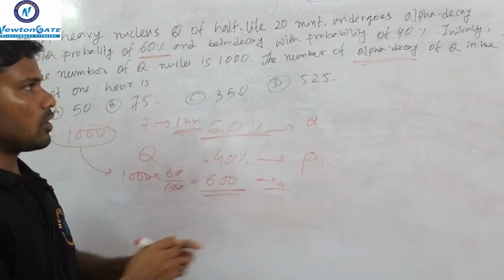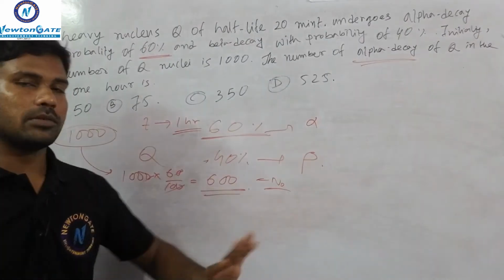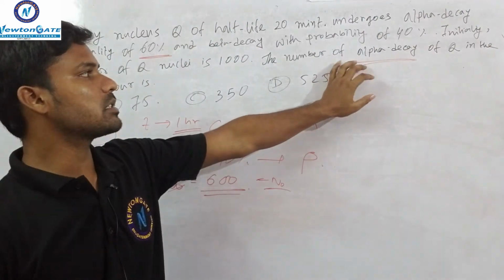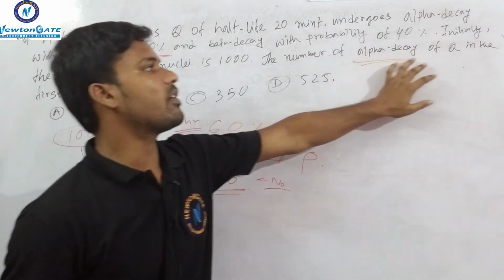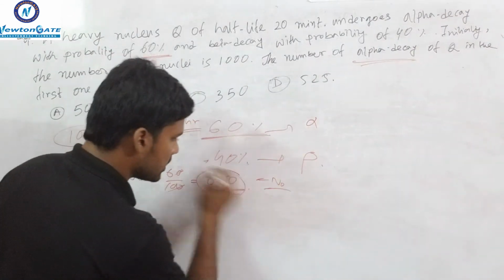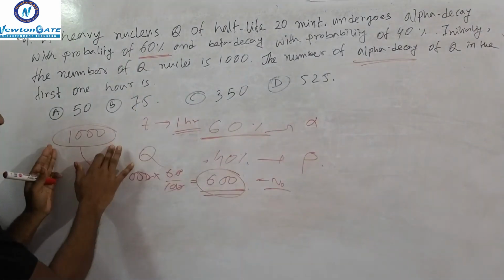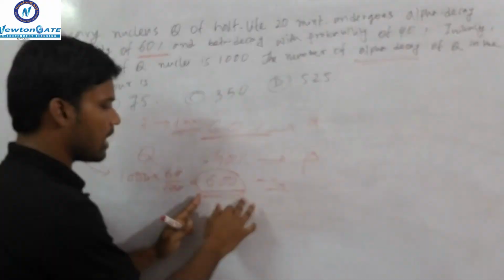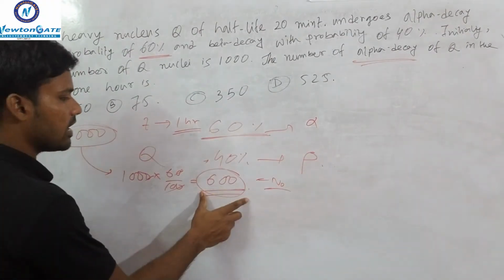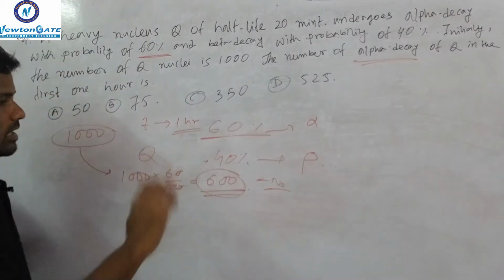So we are not concentrating on beta decay here, because 40% is the probability of beta decay. Only the 60% for alpha decay is asked about. So we are just concentrating on this, because out of 1000 nuclei, 600 are ready for alpha decay, not beta decay. That is our N naught.